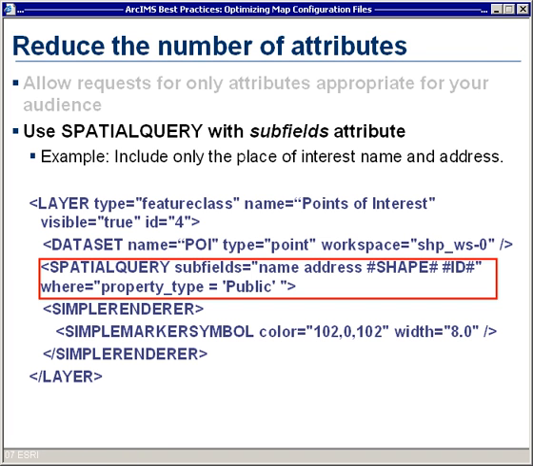Continuing our example from the previous slide, we expect our users are interested only in the name and address of the points of interest. I included both these fields as attribute values for subfields. You'll notice that I also included shape and ID. These two fields should always be included in an Axl file because the spatial server needs this information to correctly handle queries.